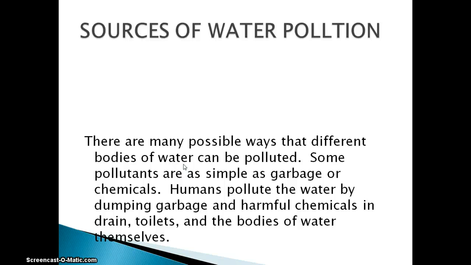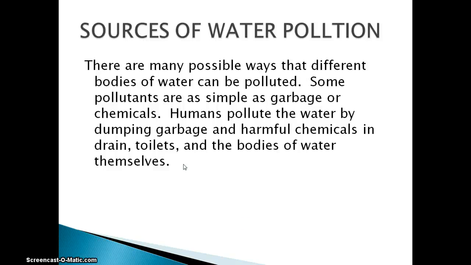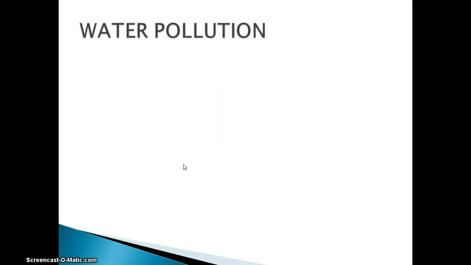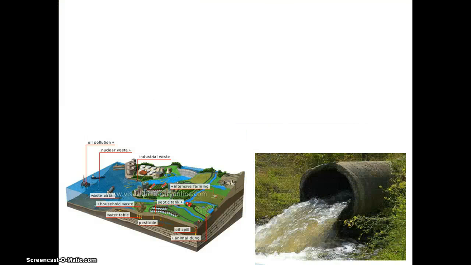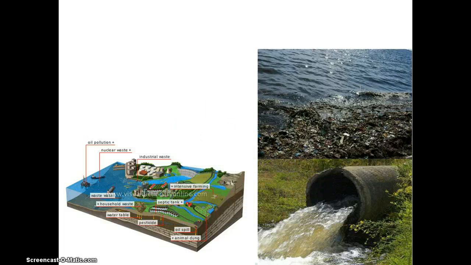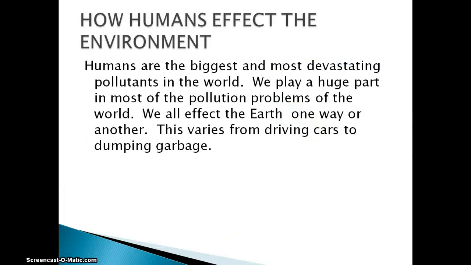Sources of water pollution. There are many possible ways that bodies of water can be polluted. Some pollutants are as simple as garbage or chemicals. Humans pollute the water by dumping garbage and other harmful chemicals in drains, toilets, and the bodies of water themselves. We all pollute somehow, whether it's driving a car or even a simple task like littering. Here are some pictures of industrial waste and waste that is dumped through toilets, aka your body.